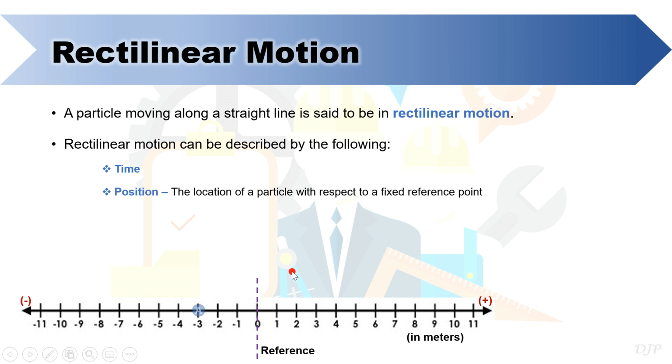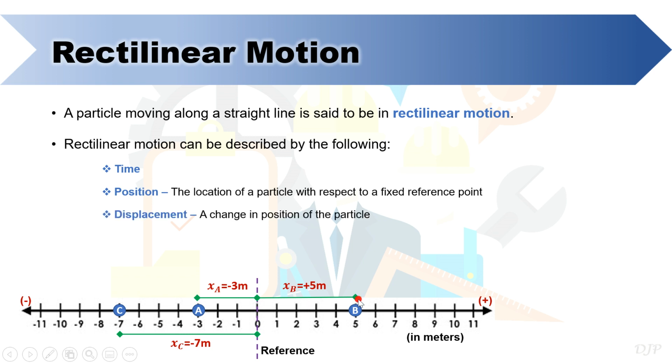So let's say for a given particle at A, we can denote its position from the reference as x sub A is equal to negative 3 meters. And then for a given particle at B, we can denote its position as x sub B is equal to positive 5 meters. Similarly, we can say that particle C is positioned at negative 7 meters from the reference. So that's position. Now let's proceed with displacement.